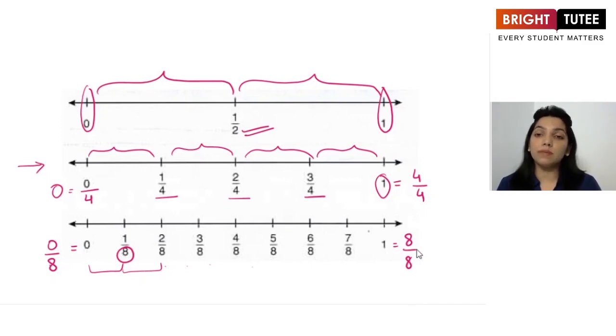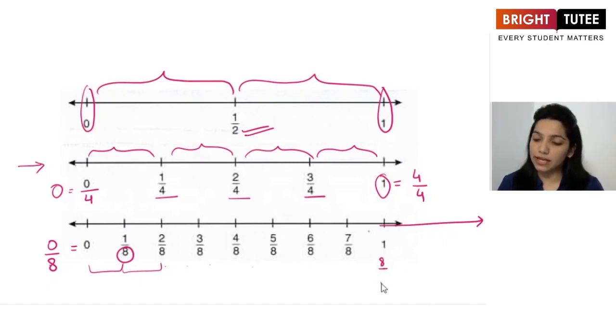And now one thing more I would like to tell you here is that it is not that after 1 you cannot write anything on the number line. If you want, you can extend the number line, and because 1 is basically 8 over 8, the next number will be 9 over 8. The next number will be 10 over 8. The next number will be 11 over 8. So on you can move.